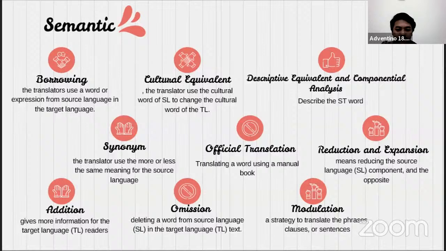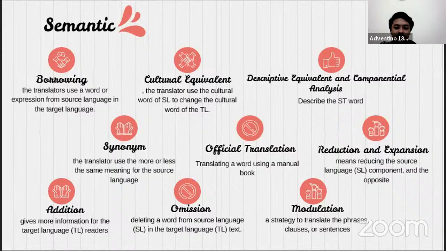Seven is addition. In this strategy, the translator gives more information for the target language reader. So it may come in the text, or at the bottom of the text, or at the end of the text.